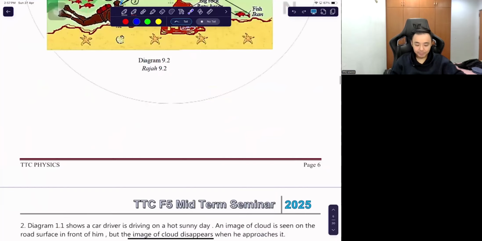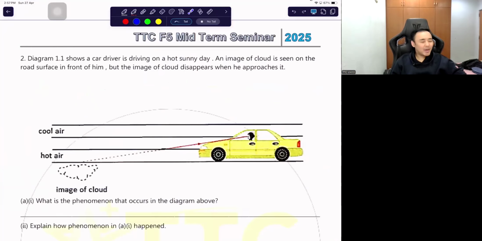Move on. Number 2. Now this one is another example that is very typical to come out. A lot of time when we do total internal reflection, this question a lot of people tend to skip, but it's not that hard anyway. Diagram 1.1 shows a car driver on a hot sunny day. That's your keyword. Image of the cloud can be seen on the road surface as in here. Now, this image means it's not real, right? But the image disappears when they approach.